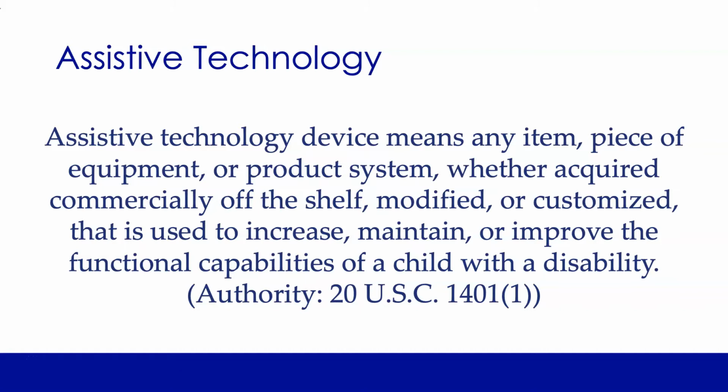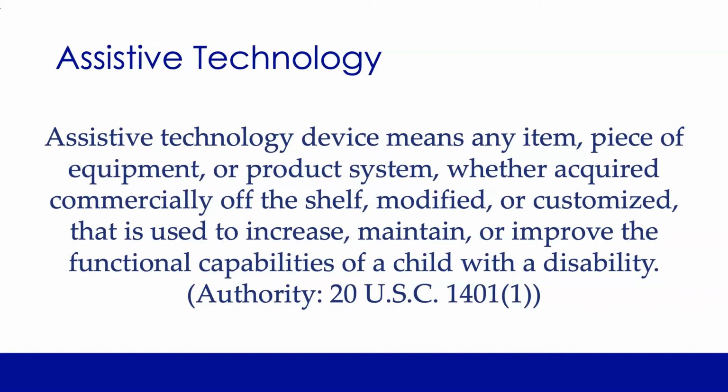Whether acquired commercially off the shelf, modified, or customized. This is important. When we're thinking about assistive technology, we can go ahead and create it. We can also go ahead and purchase it. But oftentimes when we purchase assistive technology, because we're meeting the individual needs of a child with a disability, we're going to have to modify it or customize it in some way in order to best meet the needs of that child.